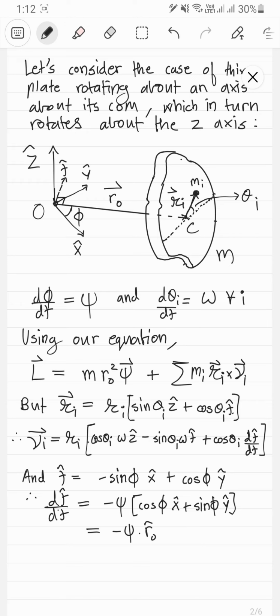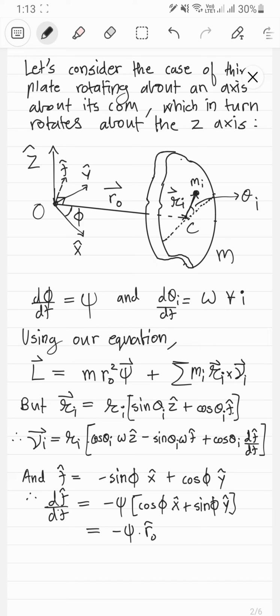Now we'll use this equation that we formed once again. The first term is m r_0 squared times psi. Since the center of mass is just going around the z-axis, you can write this as m r_0 squared times the psi vector instead of using the velocity vector, which will change with time. So this thing doesn't change with time. And the second term is just m_i r_i vector cross the v_i vector, the relative velocity vector.